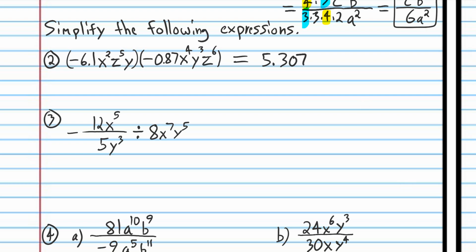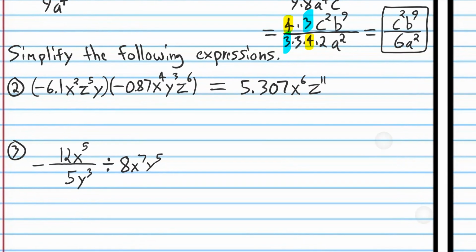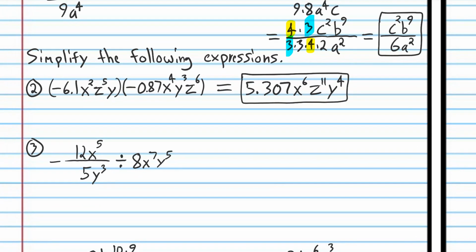X to the second times x to the fourth, you just add the powers. Now we're adding the powers, you see. When we divided, we subtracted the powers up here. We subtracted, but now we're adding because we're multiplying. And y to the fourth power, so we just added all those powers. And remember to rectangle your answers.